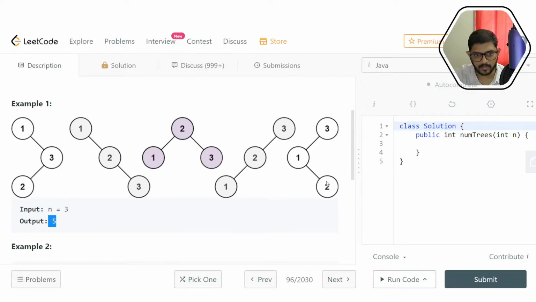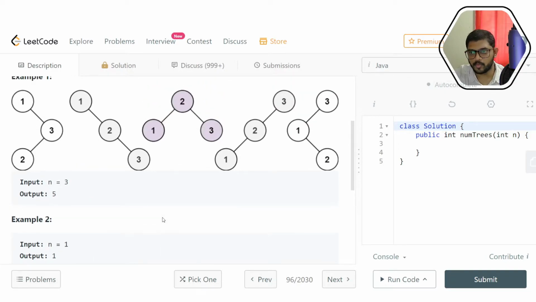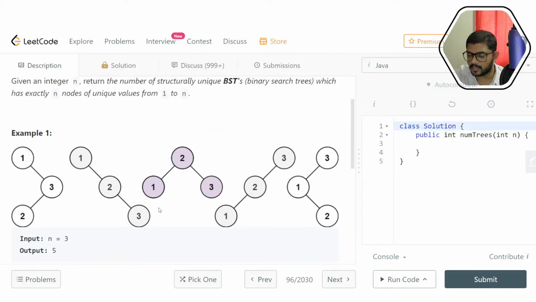I'll explain that later. Another example is if the given integer is 1, then the number of structurally unique BSTs that we can form is 1. So I want you to pause the video here and come up with your own solution, because it's a very, very interesting problem. I want you to give it a shot before checking the solution.